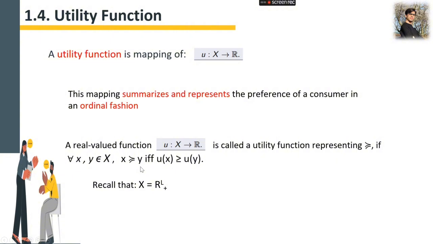x is at least as good as y if and only if the utility that you receive from x is at least as much as the utility that you receive from y. And recall that in the previous videos we said that the consumption set is equal to R^L_+, the L-dimensional non-negative real numbers. So instead of capital X, which shows the consumption set, we can simply write that a utility function is a mapping of R^L_+ into R. Either you write from X to R or R^L_+ to R, both are the same.